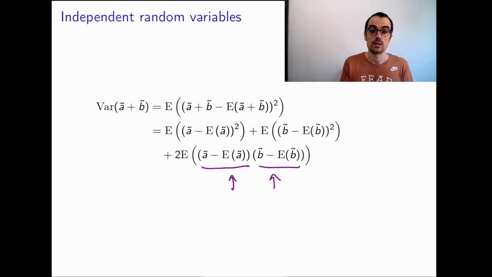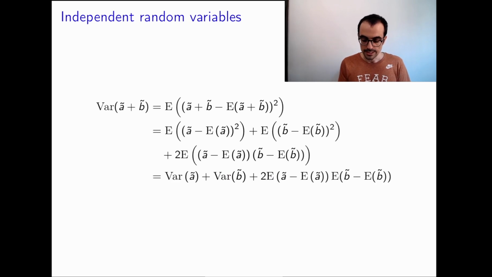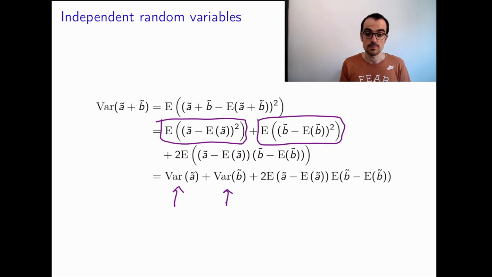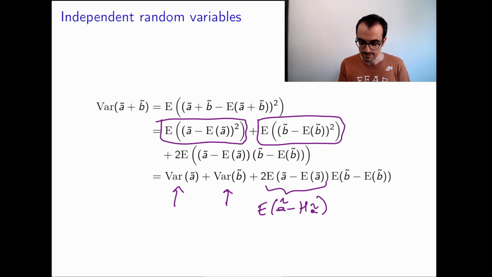Okay, so what is the mean of the product of two independent random variables? It's the product of their means. Okay, we already went over that. So we end up with the expected value of A minus its mean squared, which is just the variance of A, plus the expected value of B minus its mean squared, which is just the variance of B, plus this cross term, which can be written as the expected value of A minus its mean, times the expected value of B minus its mean.